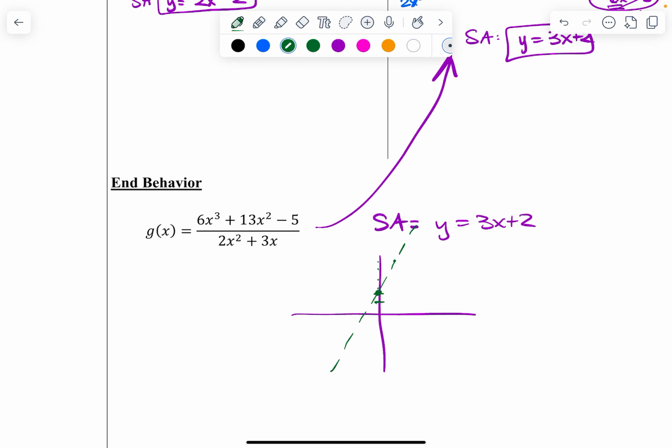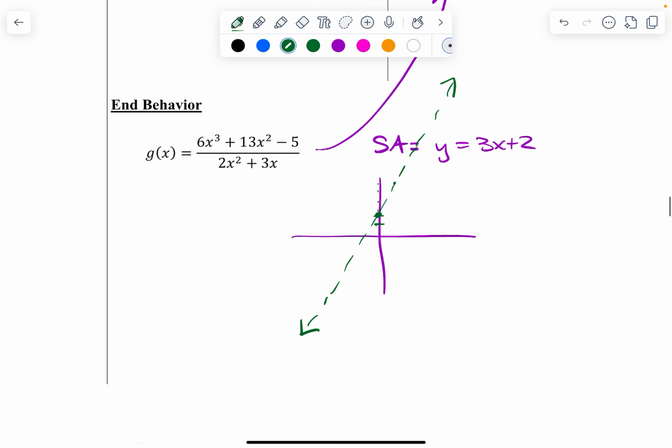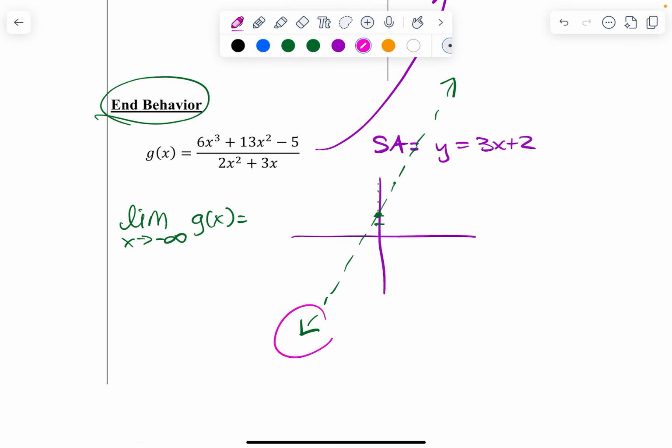And I know the graph has to follow this boundary, okay? So here's what I know. The end behavior on the left, so the limit as x approaches negative infinity, what is g of x doing? Well, I know it has to be following what's happening on the left here. Well, where is it going? It's going down to negative infinity. And the limit to the right as x approaches infinity, g of x is going where? It's got to be going up to positive infinity.